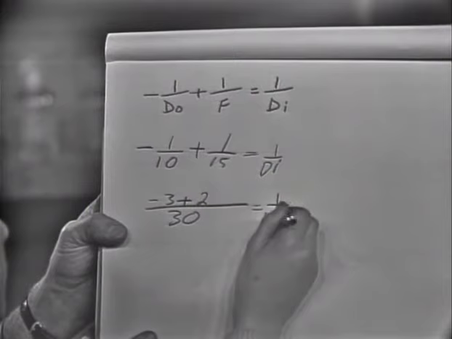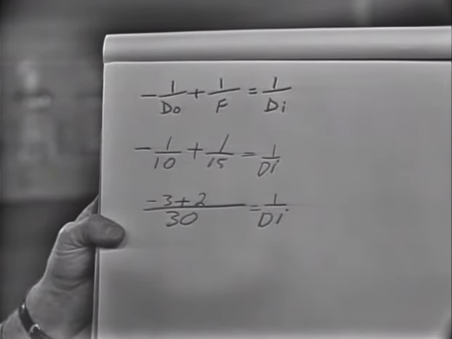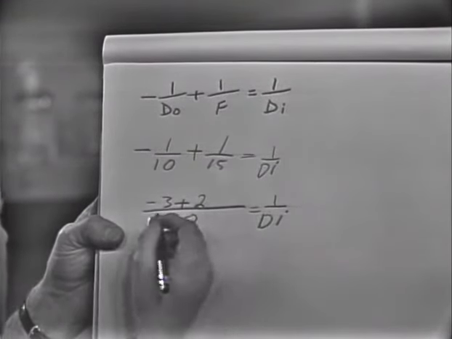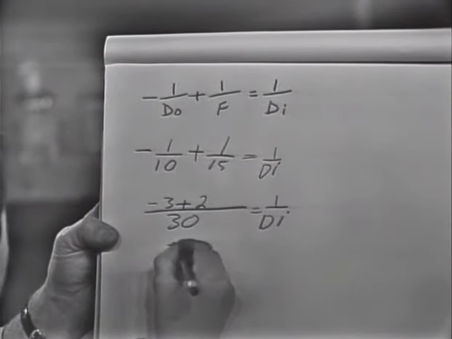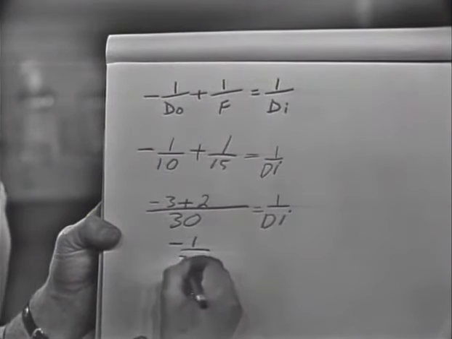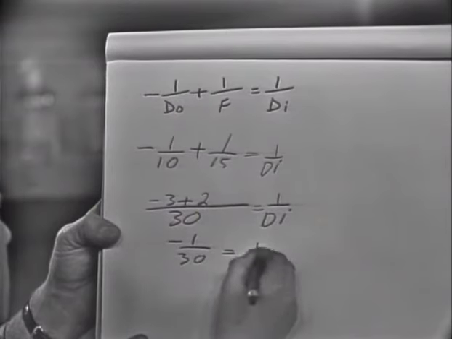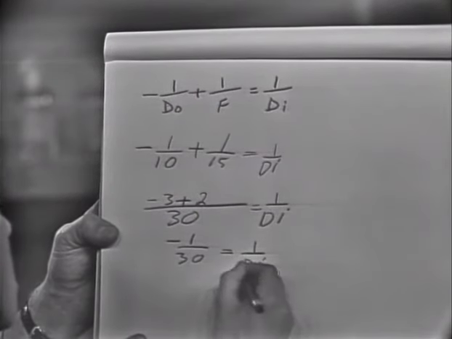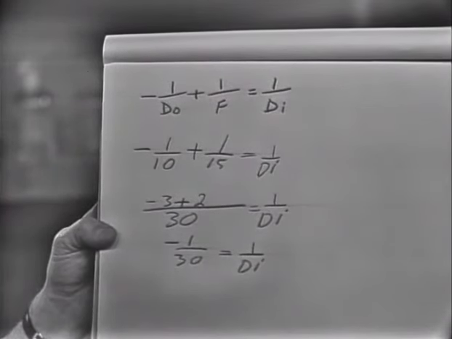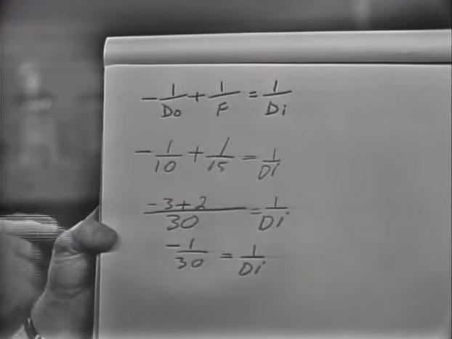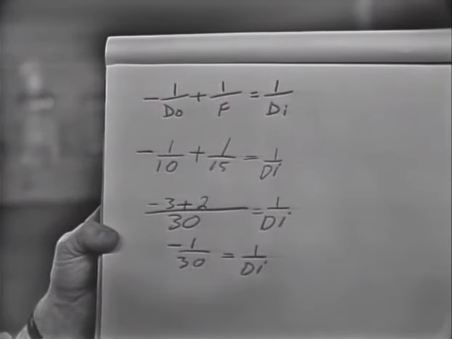Let's keep this neat here now. 1 over d. Why? Nothing's wrong. All right. So that would be negative 1 over 30 equals 1 over di. So where's the image going to be? Negative di equals negative 30. Then it'll be in back of the lens.